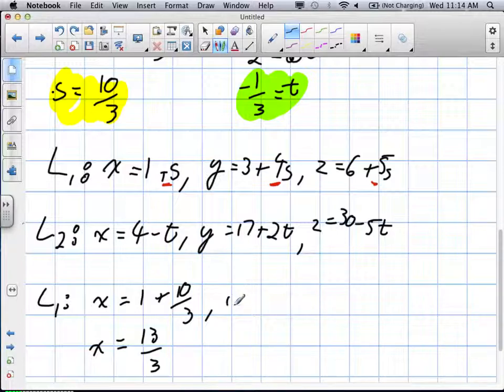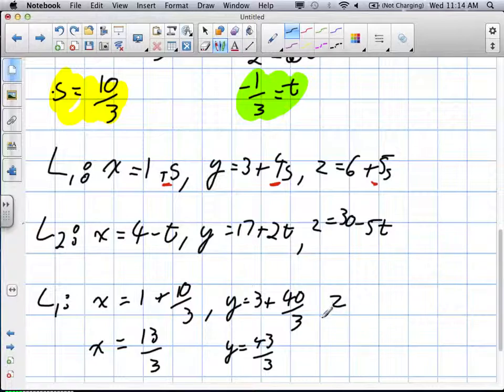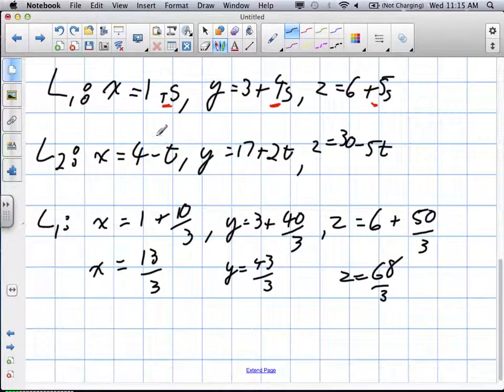y gives us 3 plus 40 over 3. All I do is multiply 4 by 10 over 3, which is going to give us 43 over 3. And z is equal to 6 plus 50 over 3, which is giving me 68 over 3. Okay. So those are what we got for our line 1. Those are the points of intersection according to this. Now line 2.